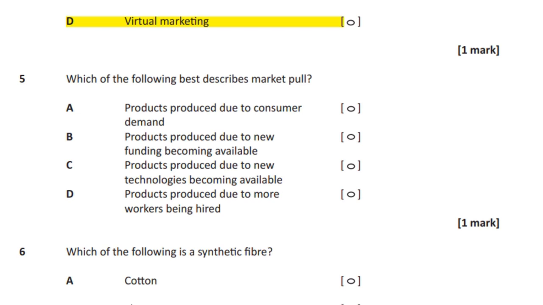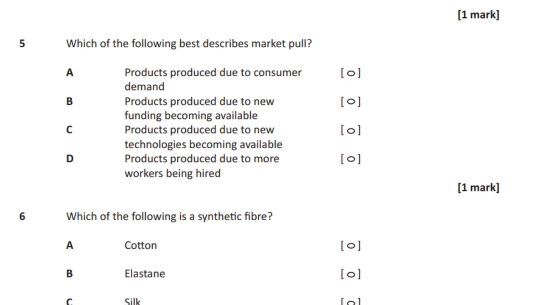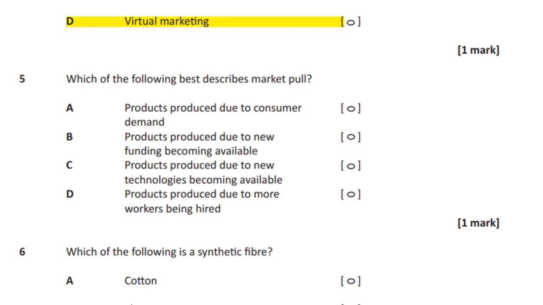Which of the following best describes market pull? Well, market pull, technology push. Let's read through these. So products produced due to consumer demand. Okay, so that makes sense because the market is the consumer. So if consumers are demanding something, they will be pulling the market along. So the market will then have to produce a product to meet those needs. So, for example, people now want smartphones where they can access the internet, send SMS messages, read their emails, and so on. So the answer is A.